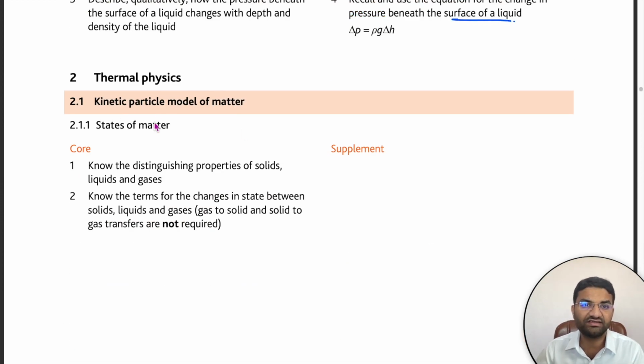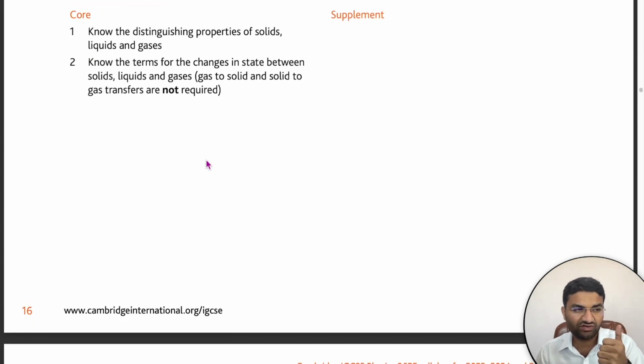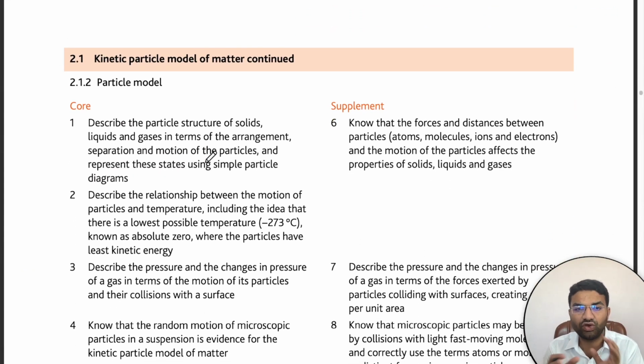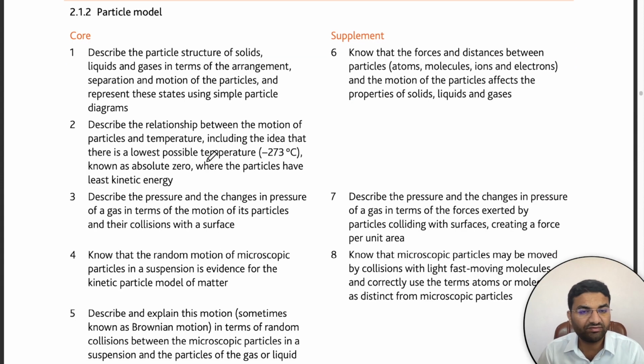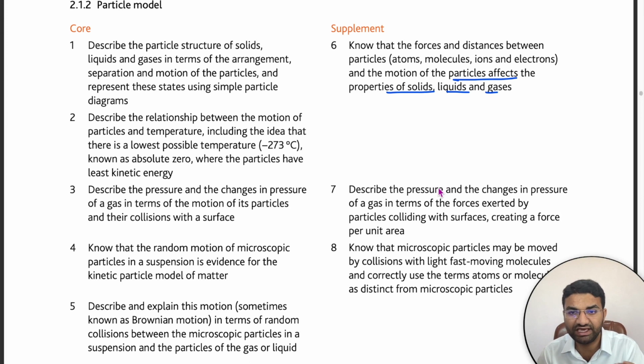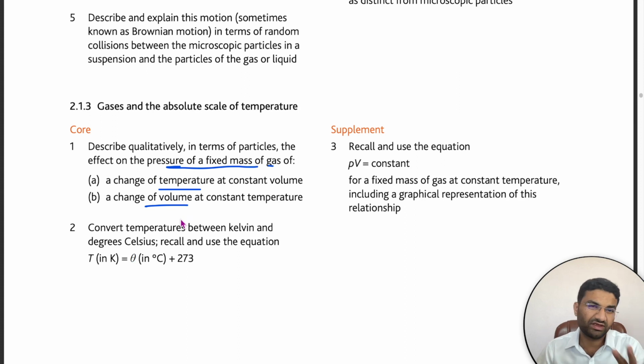Then the second topic is thermal physics. The first subtopic is the kinetic particle model of matter, or kinetic theory of matter. So solids, liquids, gases: how they behave at different temperatures, and collision of particles. The basic concepts are there for the core student. For the extended student, how particles affect the properties of solids, liquids, gases, how gas particles collide, and the effect of pressure, temperature, volume, for both extended and core students.